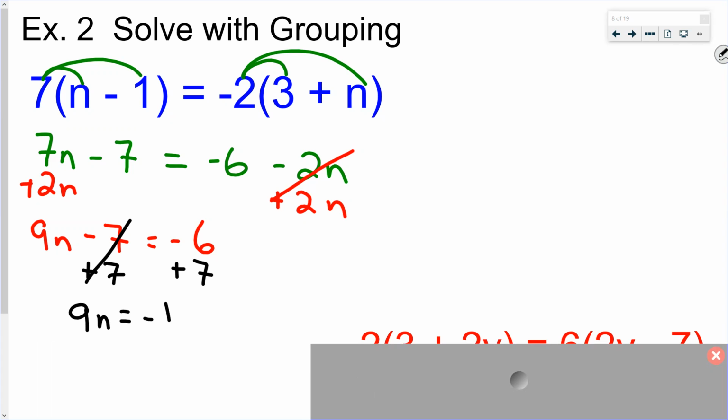The n is not by itself yet, so now we're going to divide by 9. Divide by 9, leaving us with n equals 1 divided by 9, which is not a whole number, so we're going to leave it as a fraction. So n equals -1/9. All right. So this is how we do this. We get rid of those grouping symbols first, and then we go from there.